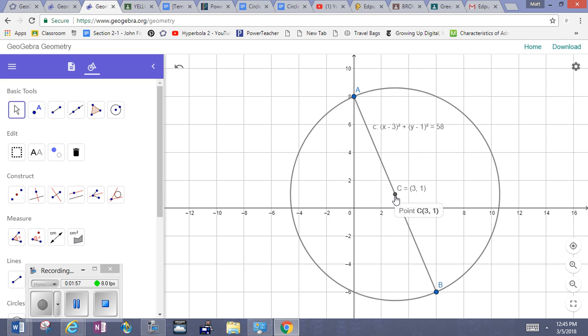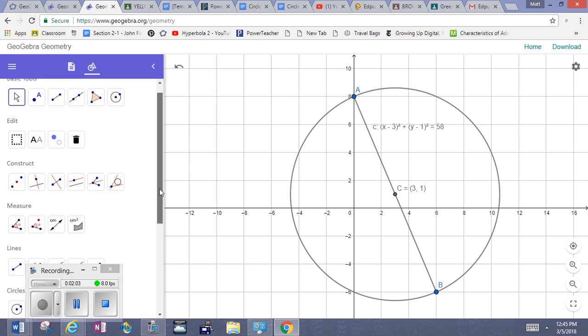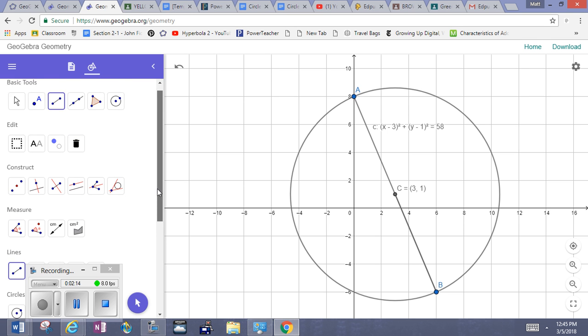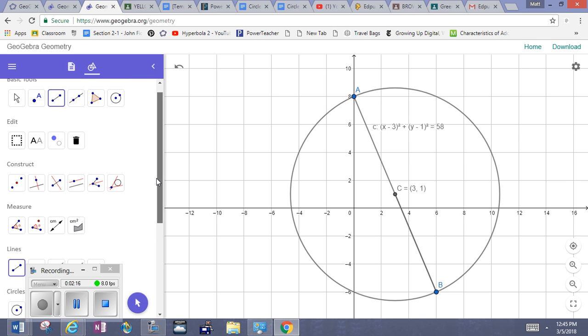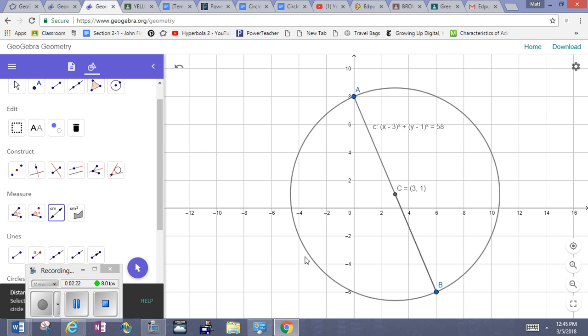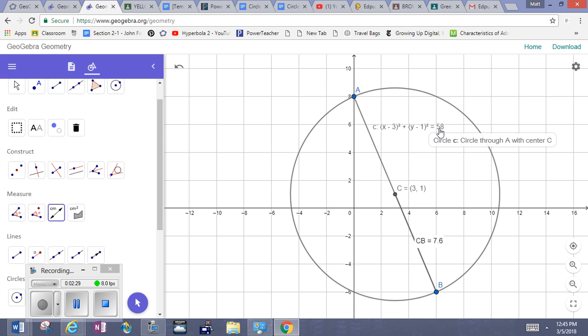Now what about our radius, okay? Well, our radius is the distance from point C to either A or B, so I can certainly ask what is that length. Of course, I want to measure that length, and that should be in there as well. Where's my measuring tool? I'm sorry. Okay, so from C to B is 7.6, which I bet you is the square root of 58, since 7.6 squared is 58.